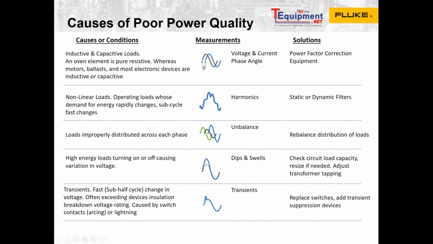Transients are another cause of poor power quality. A lot of people like to describe them as spikes in your voltage or your current. They could be caused by switch contacts arcing or lightning strikes. That's a very common one, lightning strikes. They'll cause fast transients, which are sub-half cycle changes in your power. And then there's also oscillatory transients, which are caused by your switch contacts. Solutions for that are either replacing the switch, so you have switches that are rated a little better so they won't cause any arcing, and then a good grounding system, like a lightning suppression system.